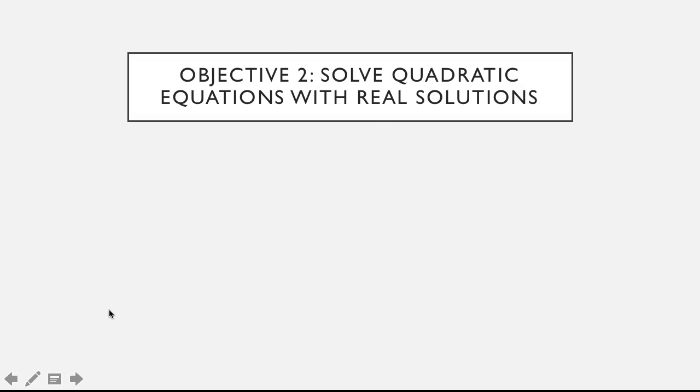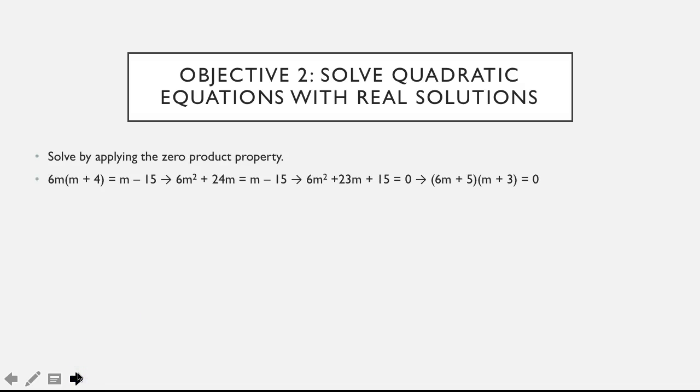Objective 2. Solve quadratic equations with real solutions. Solve by applying the zero product property. So first you need to distribute in, and after you get the distributive property done, then you want to collect your like terms on one side so that you're setting it equal to 0 here.